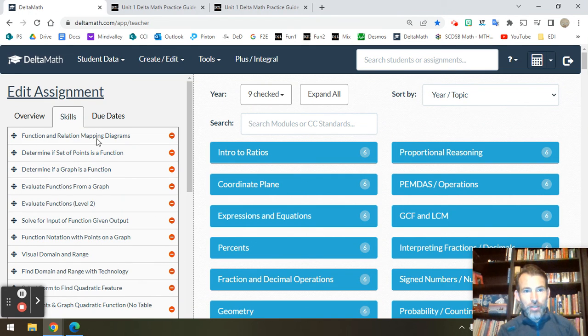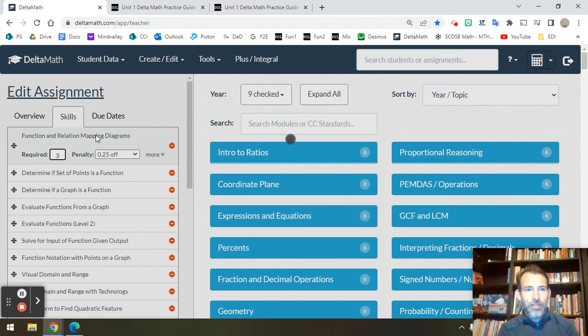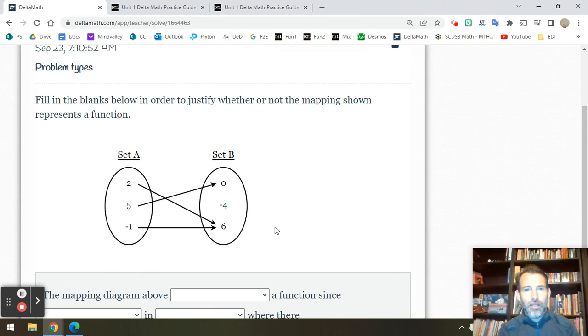We're looking at the first three topics of the Delta Math for Unit 1. Is it a function or not? So let's take a look at the first variety of questions. Here, you're given a mapping diagram, and you have to say, is this a function or not?